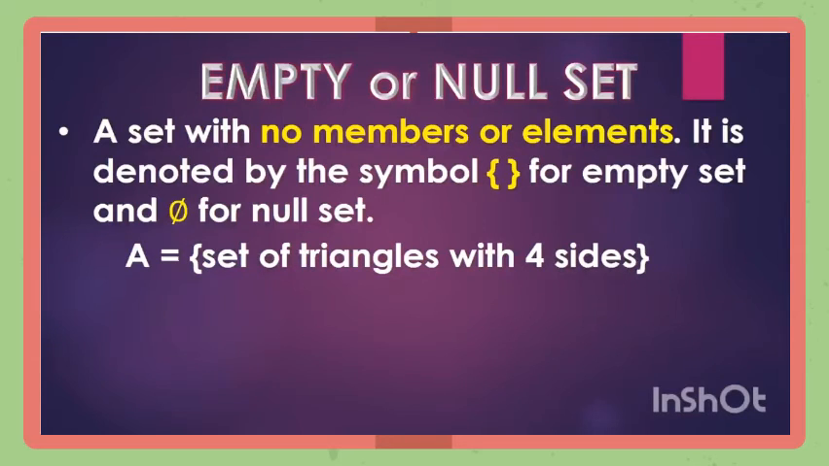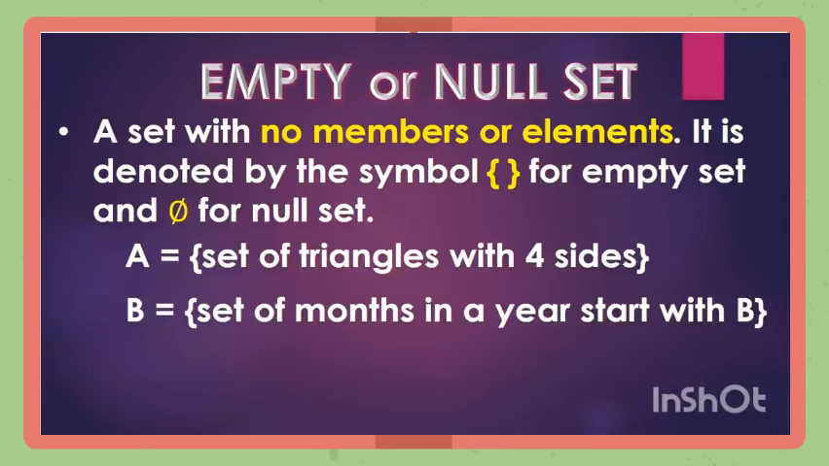So, kapag hiningi sa inyo to, give the set of triangles with 4 sides, you will just have to answer empty set or null set. Next. Set B is the set of months in a year start with B. So, meron bang months na nagsisimula sa B? Wala. We only have J, A, M, S, O, N, D. Wala tayong B. So, ibig sabihin, this is also a null set or empty set.